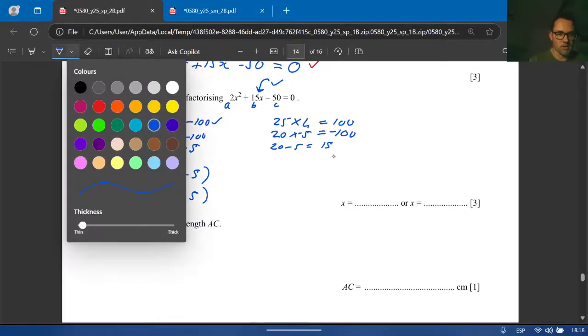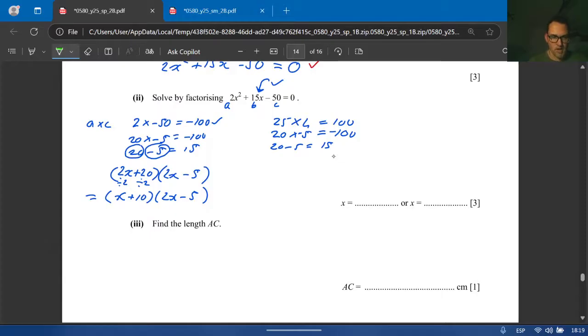We can check if that's correct if we expand the brackets. X times 2x is 2x squared. Bam, that's good. X times minus 5 is minus 5x. 10 times 2 is 20x. Together this will give us 15x. Excellent. And then 10 times minus 5 is minus 50. That's what we wanted. So we have factorized these brackets correctly.